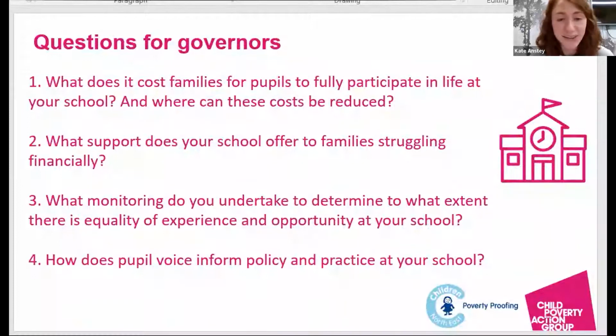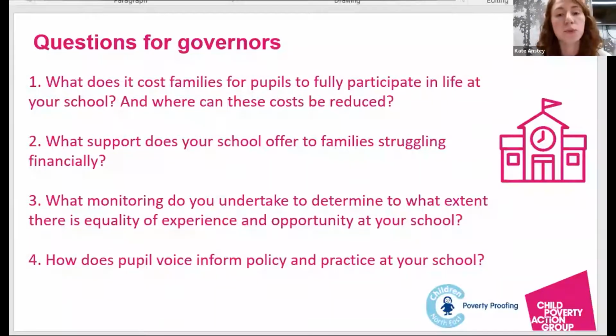So I think I'm coming to the end, but just a few more questions for governors to think about when you go away from this and thinking about the cost of the school day. I think firstly, getting a really good understanding of what it costs families with pupils at your school for those pupils to fully participate in school life. Do you have a good understanding from across the school day, across the school year, of what families are having to pay to take part? I think carrying out that exercise and looking at all the costs and then thinking about where those costs can be reduced. That's not to say that we're saying that schools should be absorbing those costs.